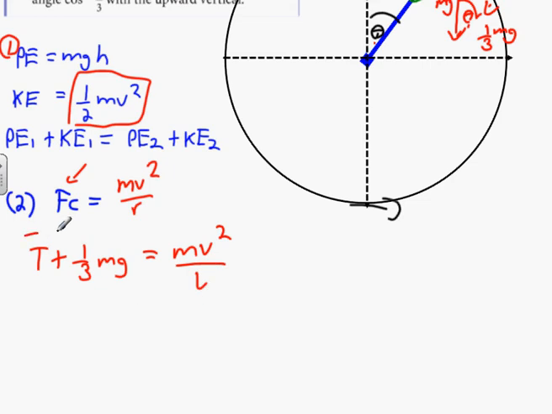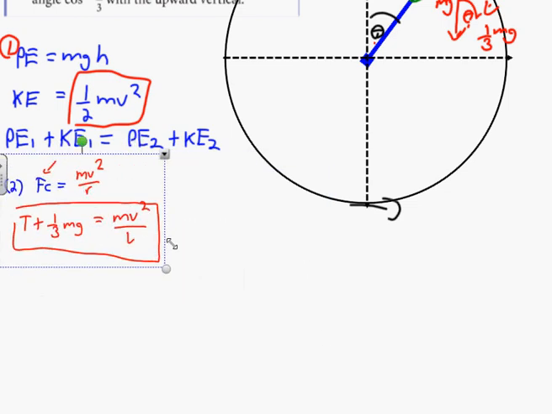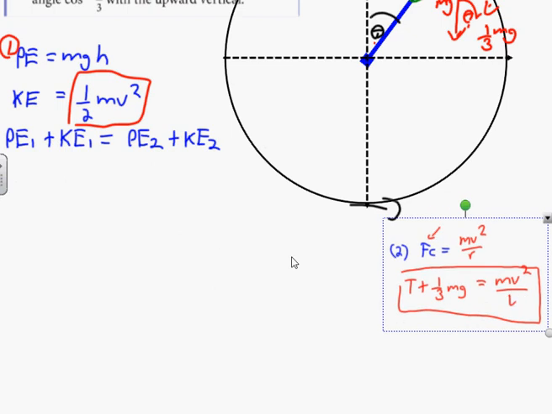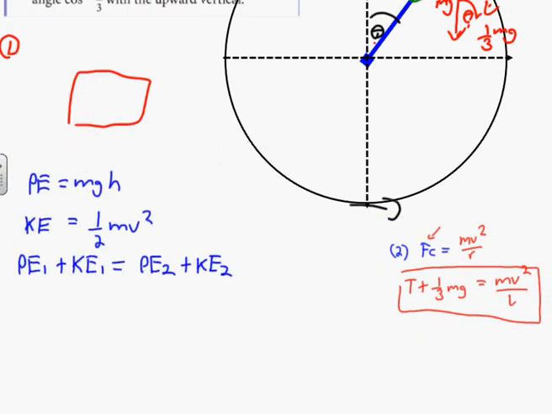Now, the next thing we're going to do is look at the potential energy system. So this system here. Now, what you do is you take something as your ground level.